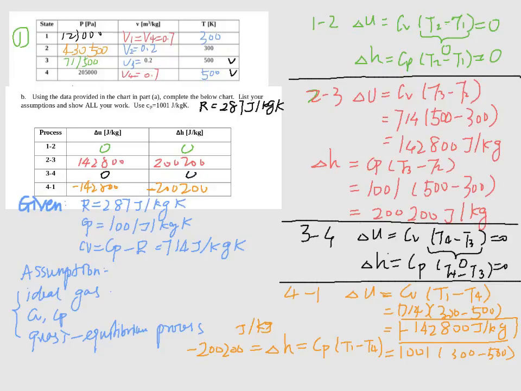And just for sanity check, if we add up all these values, the internal energy and enthalpy should all go back to 0, because this is a cycle and everything goes back to their original state.